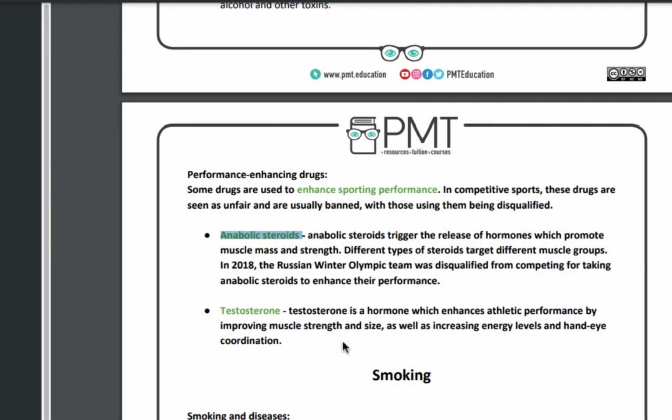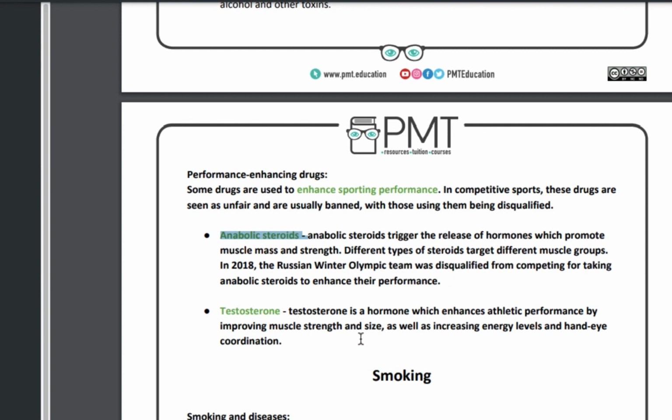Testosterone is a hormone which enhances athletic performance by improving muscle strength and size, as well as increasing energy levels and hand-eye coordination. The hand-eye coordination helps you to focus while you're doing the sport, and enhances your strength. So there's a drug called testosterone that sport people take, but it's an abuse of drugs. You don't have to take anything, you just have to do a lot of exercise to be fit, to build your stamina to do the sport. You don't have to use drugs to enhance your performance, because these are abuse of drugs, and they have big resultant effects on your body.